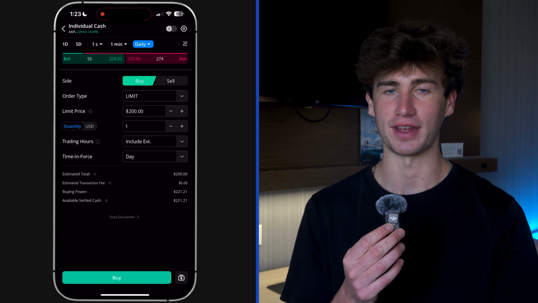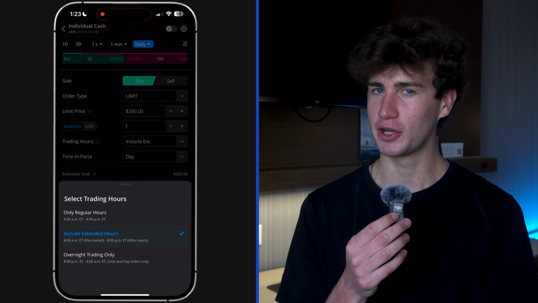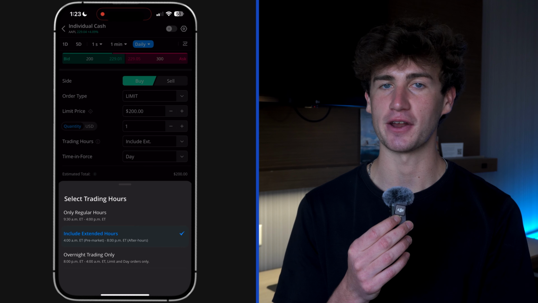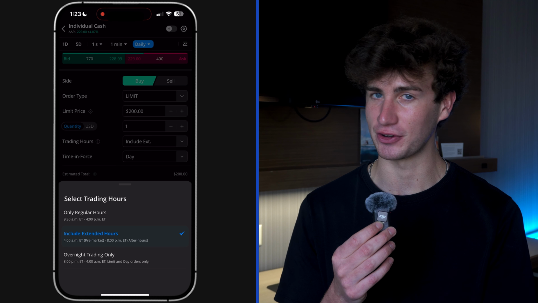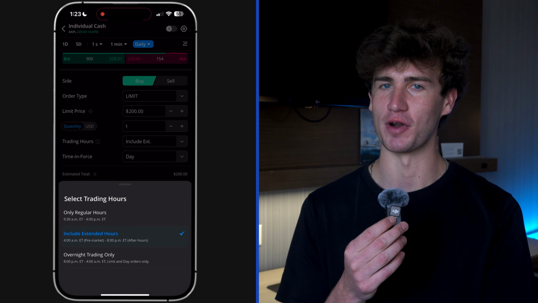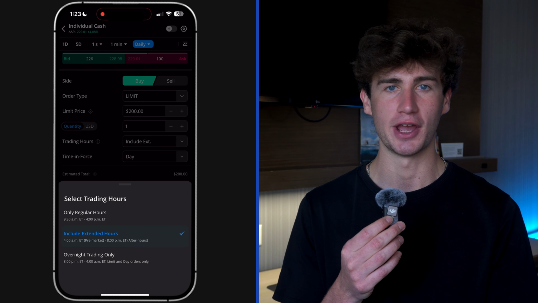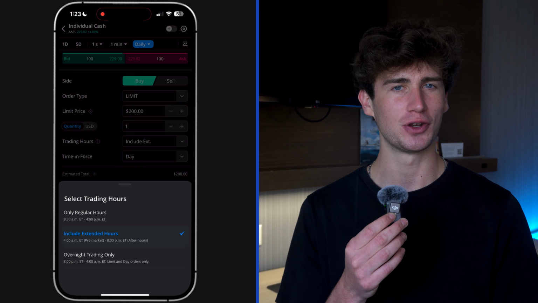Next is trading hours, and you have 3 options. First, regular hours, meaning your order can only go through between 9:30 a.m. and 4 p.m. Eastern. By including extended hours, you give your order a better chance of going through before, during, and after regular hours. With overnight trading, a newer Webull feature, you can trade 24 hours a day, 5 days a week. So which should you use?